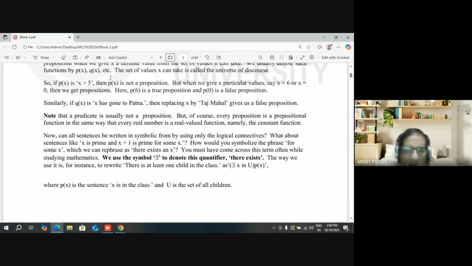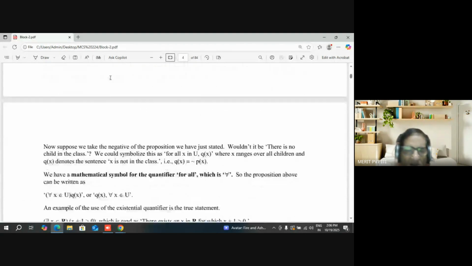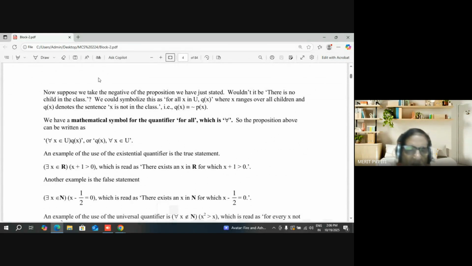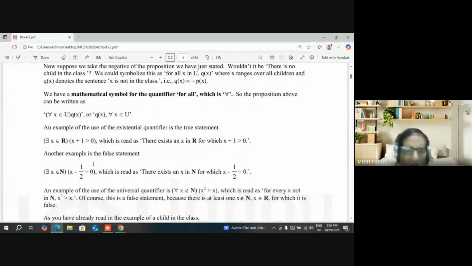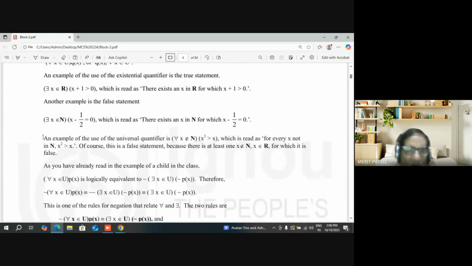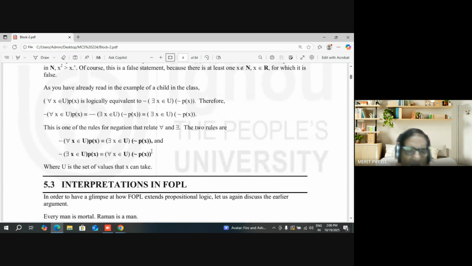So these are the various quantifiers that exist. We have mathematical symbols for quantifiers, like for all x belonging to the set, there exists x. You can see the examples, and from there you can find the results very clearly. For example, there exists x belonging to N such that x minus half is equal to 0, which is read as there exists an x in N for which x minus half is equal to 0.